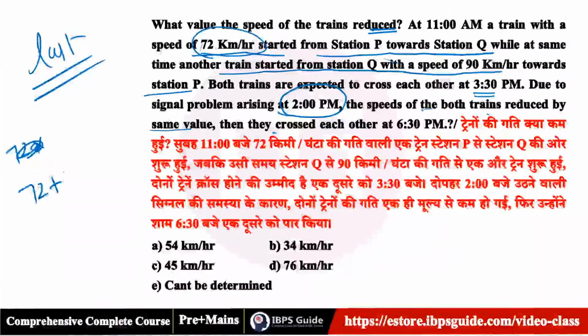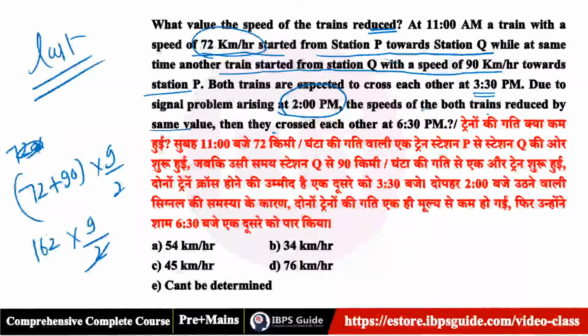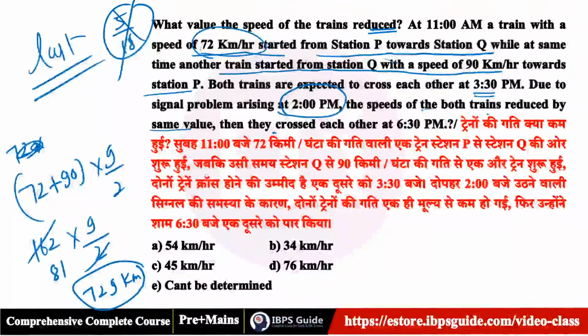72 plus 90 into 9 by 2. There is no need to convert it now because everything is in kilometers. This is 81 into 9, that is 729 kilometer. That is the distance. Okay guys, I did 5 by 18 for no reason. So that's my huge mistake.